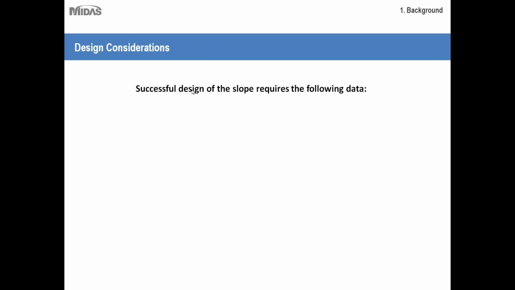Okay, so successful design of the slope requires the following data. So first you need the properties of the soil and the rock mass. Depending on the material properties that you're working with, you might be able to get away with steeper slopes. Or if you're working with looser, less stable materials, you'd have to design for softer slopes. Slope geometry, obviously the shape of your slope, is very key.